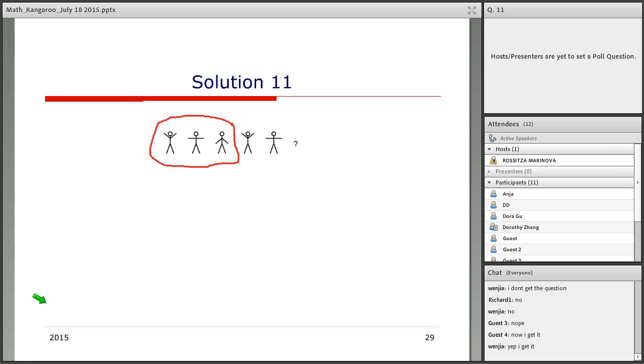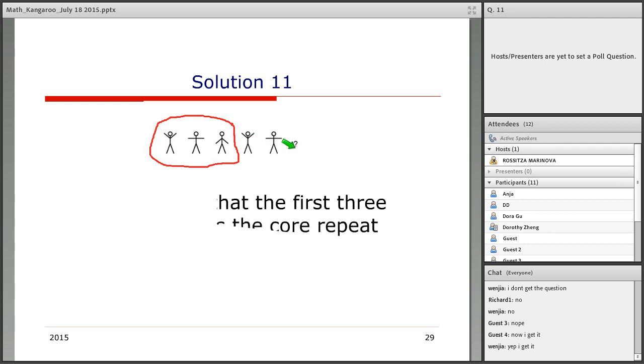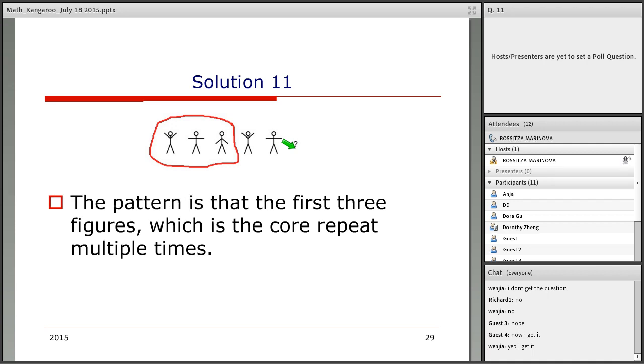You see that the first 3 figures are the core of this pattern. You see the figure with hands up, then the straight hands and the hands down. Similarly over here, hands up, hands in the middle. So the next figure should be with hands down. The core, which I have circled with this red mark, will be repeated multiple times. So the answer is D, which is the figure with the hands down.